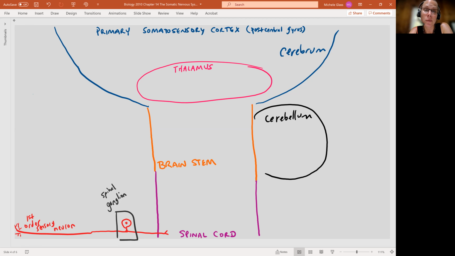So what I have drawn here is maybe like a mushroom shape structure, kind of like the cap of the mushroom, or maybe it's kind of like a floor lamp. That top part is representing the cerebrum, and I have listed an area called the primary somatosensory cortex, which I've reminded you is located in the postcentral gyrus. And then I have a circular area that I've labeled as the thalamus. Remember, that's our relay center. That's part of the diencephalon.